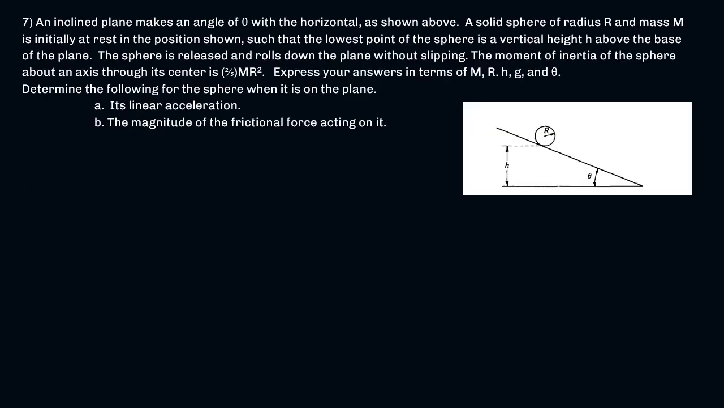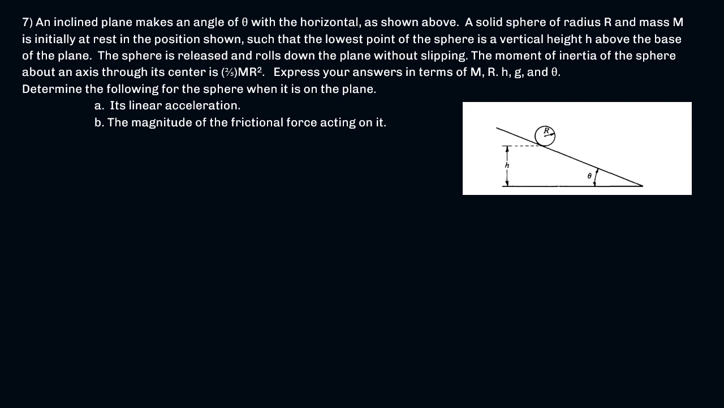So in our final example, we have an inclined plane that makes an angle of theta with the horizontal as shown below. A solid sphere of radius r and mass m is initially at rest in the position shown, such that the lowest point of the sphere is a vertical height h above the base of the plane. The sphere is released and rolls down the plane without slipping. The moment of inertia of the sphere about its axis through its center is 2/5 mr squared.